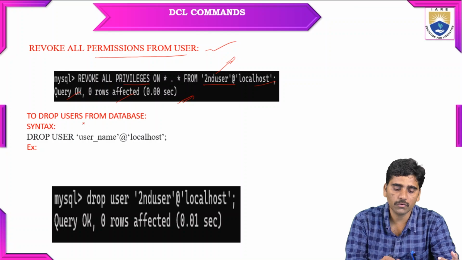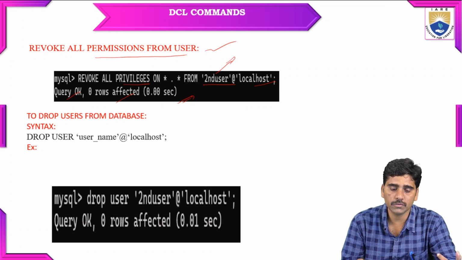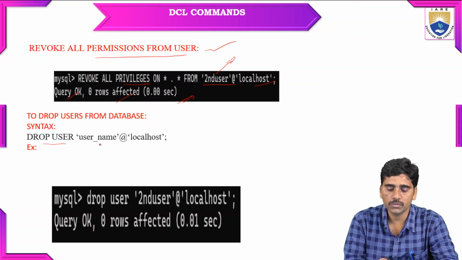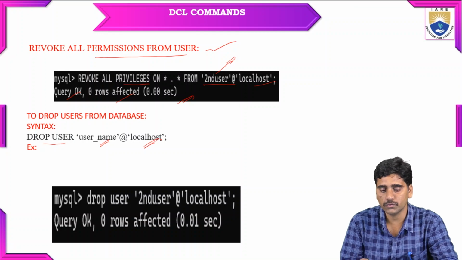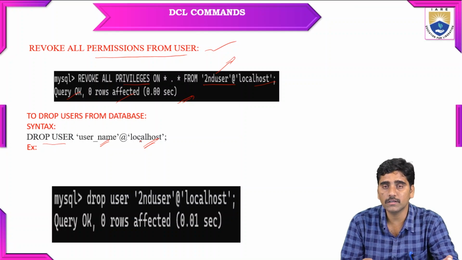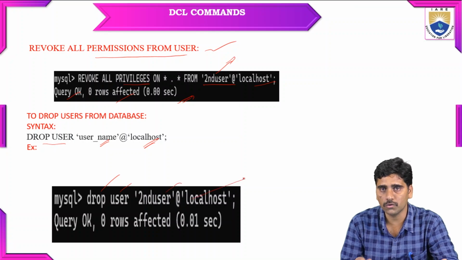After that, how do we drop the user from the database? To drop the user, you need to specify drop user, then the username @ host. What type of host is authorized for the user? So you need to specify both the username and localhost. Here type this command: drop user second user@localhost.